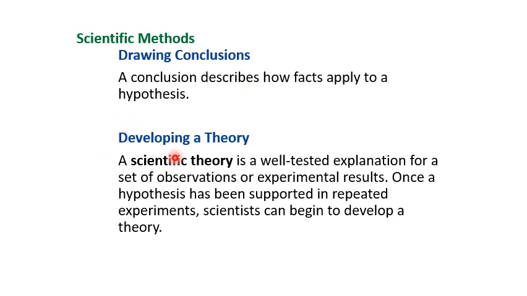Now, what's the difference between a theory and a law? Well, a theory is a well-tested explanation. A lot of observations, a lot of results, and it's beyond a hypothesis. Other scientists have worked on it together, and it explains something really, really well.